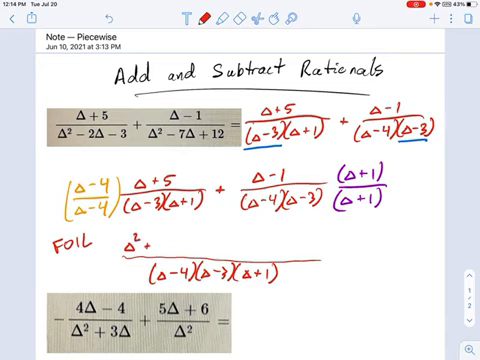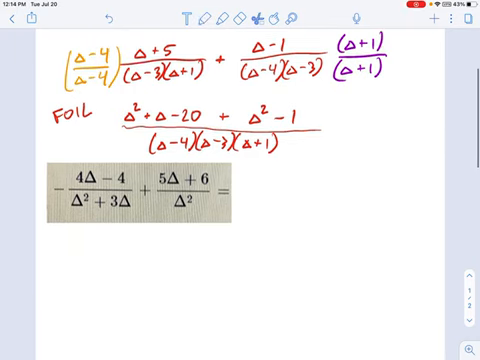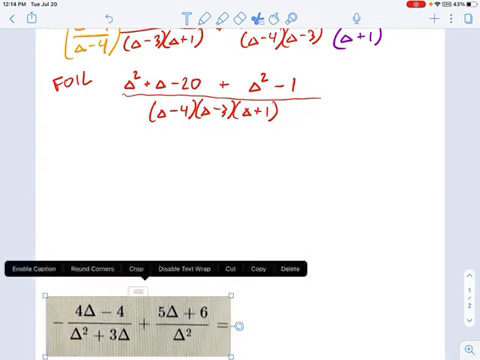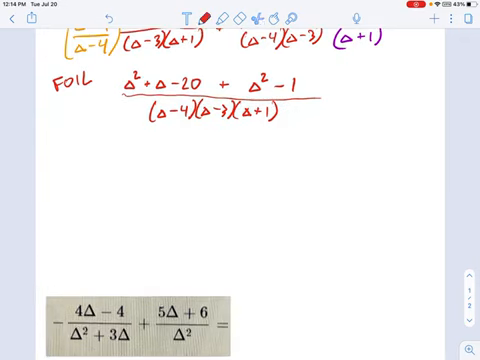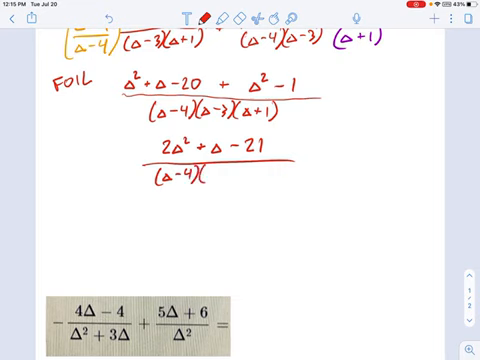Delta squared plus delta minus 20. That's the left fraction. And the right fraction is, well, that's just a difference of squares. That's very quick. Delta squared minus 1. Okay, well, there's some factoring to do. And before we even get to the factoring, we're going to need to combine some like terms. So I see 2 delta squareds total. There's only a single delta, and minus 21. Okay, that's what I have up on top, divided by all the stuff on the bottom, which hasn't changed.